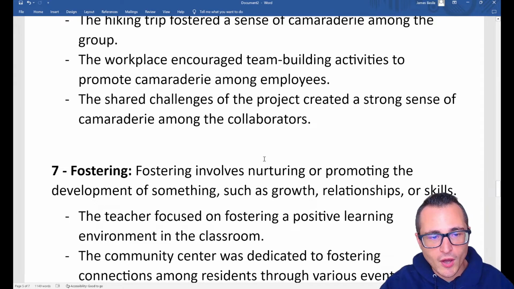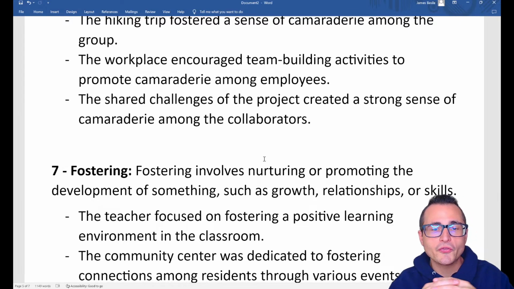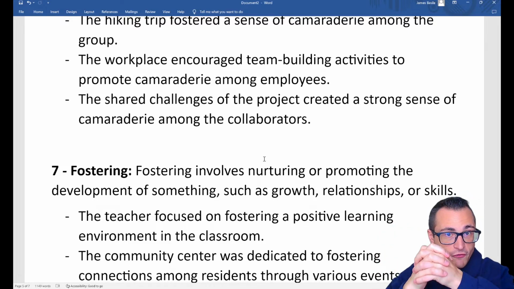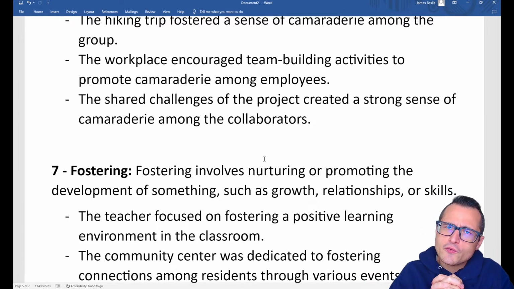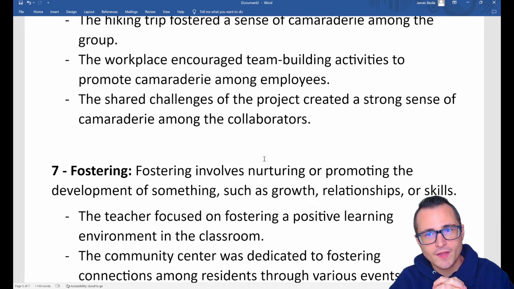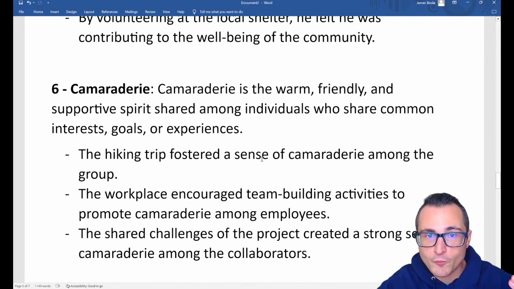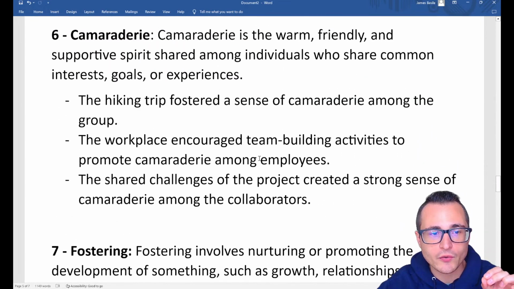Next sentence with camaraderie. The shared challenges of the project created a strong sense of camaraderie among the collaborators. So when you work on a project with a team of people and you work together and you solve problems, you might feel a sense of camaraderie with those people, like they are your close partners, and you support each other and help each other. That is camaraderie. Please let us know any sentences that you can make with camaraderie.